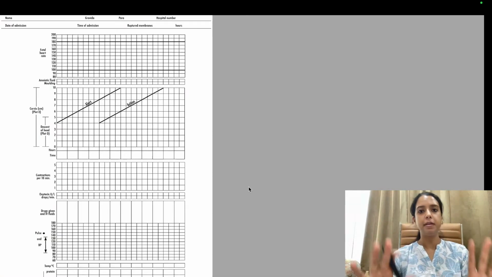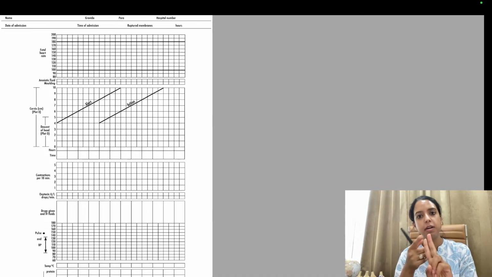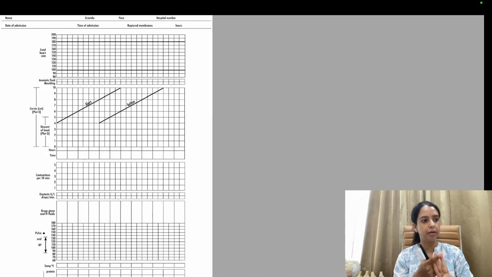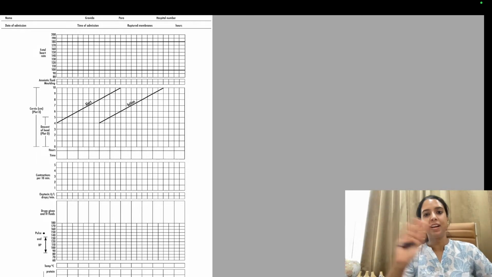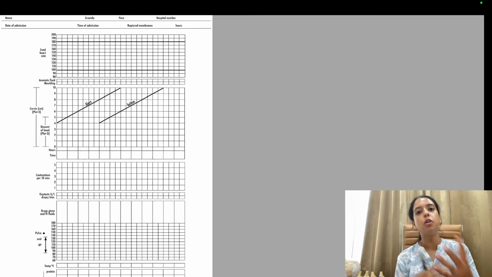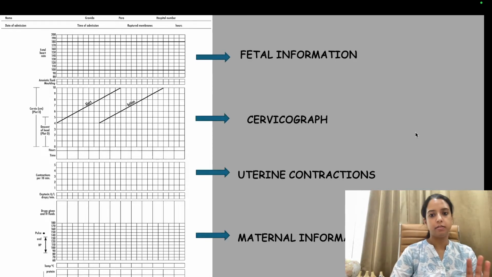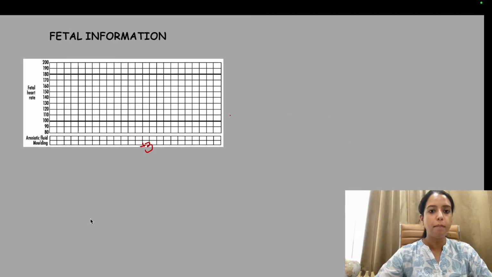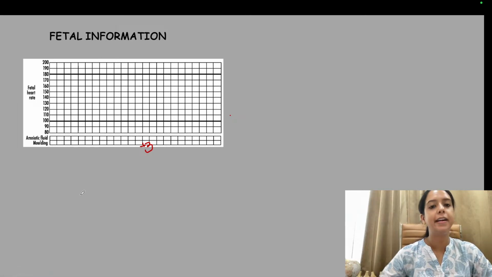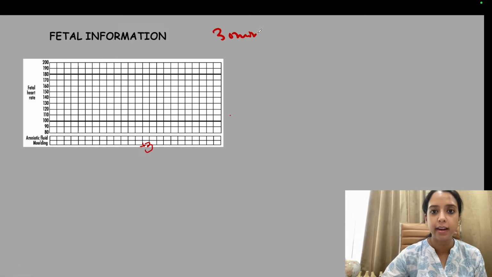See, partogram is a graphical representation of many things: fetal information, maternal information and progress of labor. So it is not just progress of labor that is being plotted. Fetal information, maternal information and progress of labor, all of them are being plotted. So one part is about the fetus, where you plot the fetal heart. Fetal heart is measured in the first stage of labor every 30 minutes.